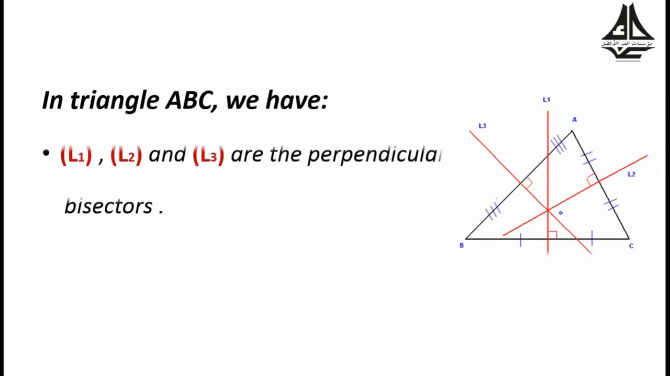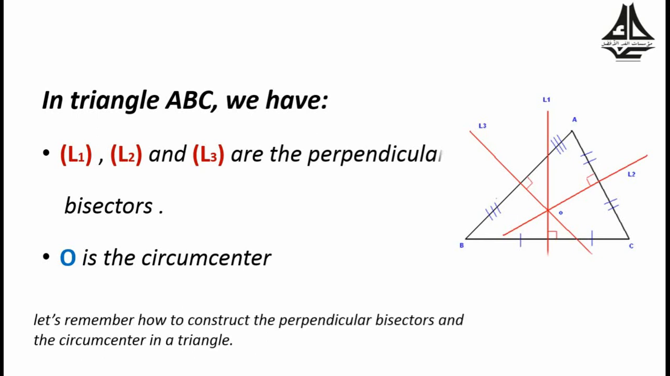In a triangle ABC, we have L1, L2, and L3, which are the perpendicular bisectors of the sides of the triangle. L1 is the perpendicular bisector of BC, L2 is the perpendicular bisector of AC, and L3 is the perpendicular bisector of AB, and the point O, which is the intersection of the three perpendicular bisectors, is called the circumcenter. Let's remember how to construct the perpendicular bisectors and how to identify the circumcenter in a triangle.